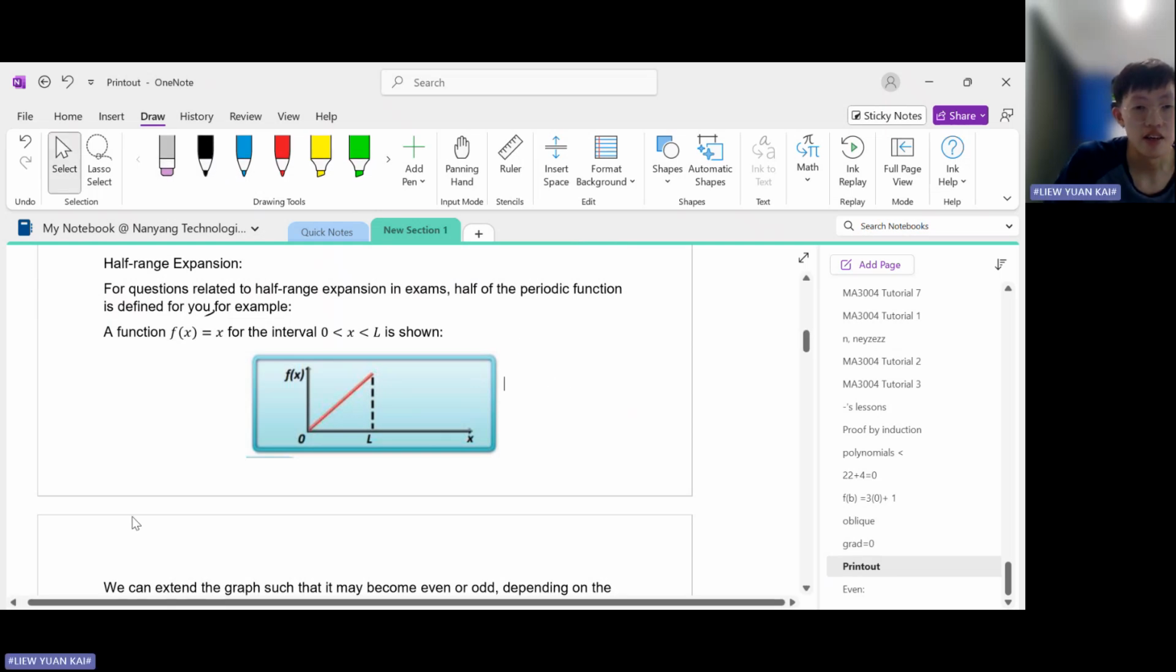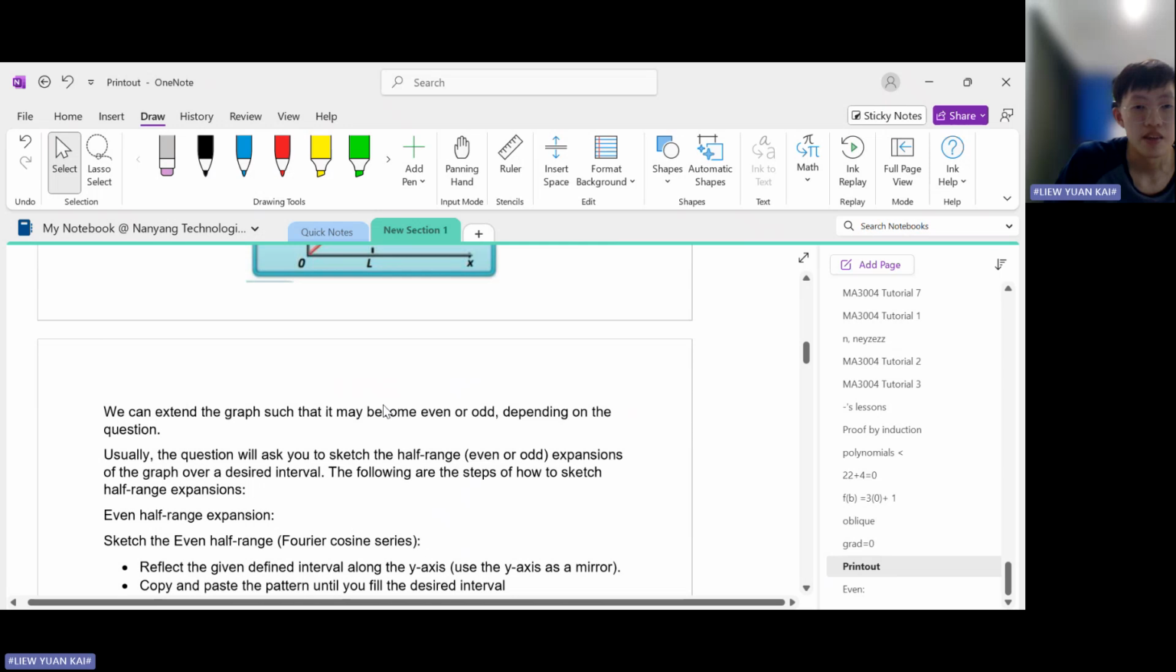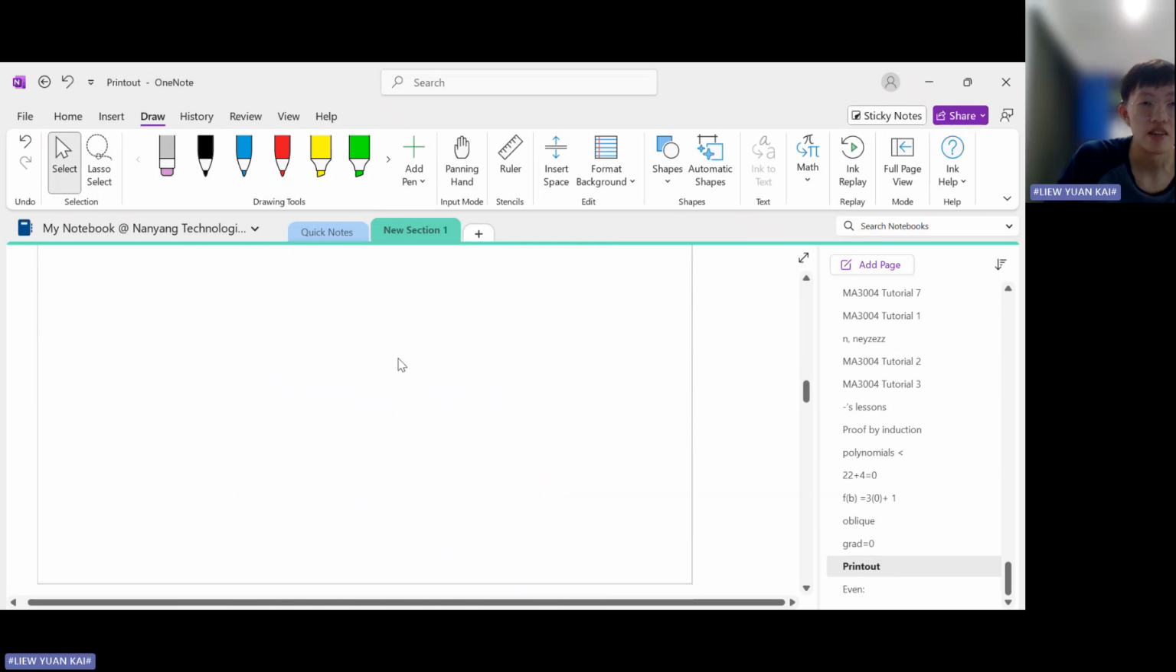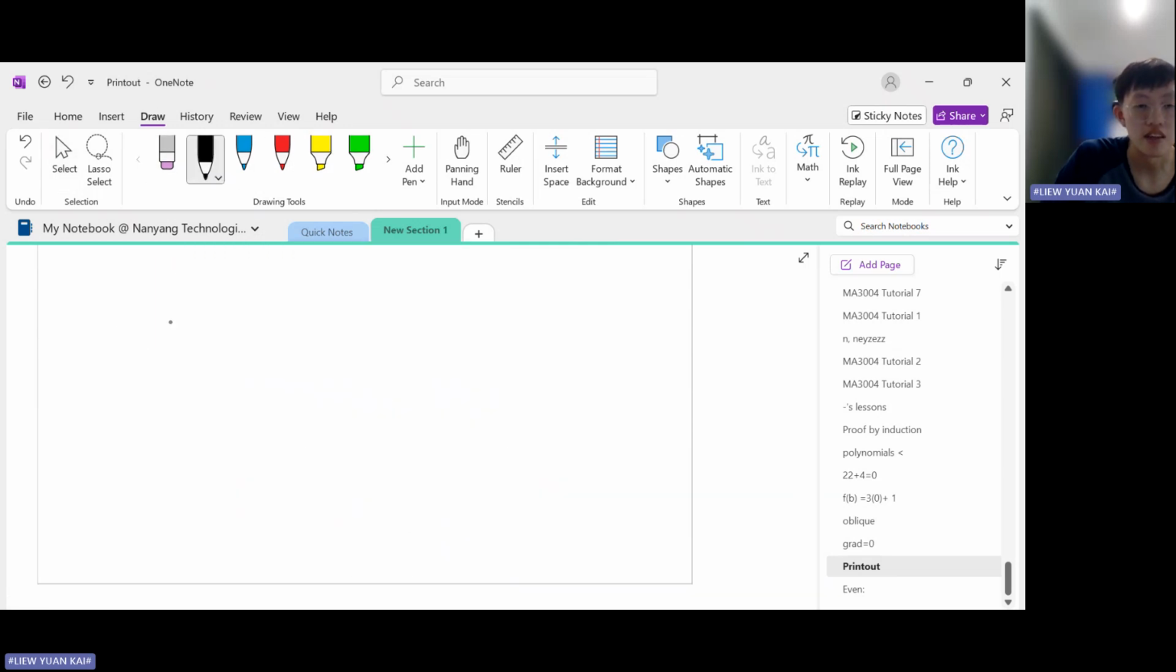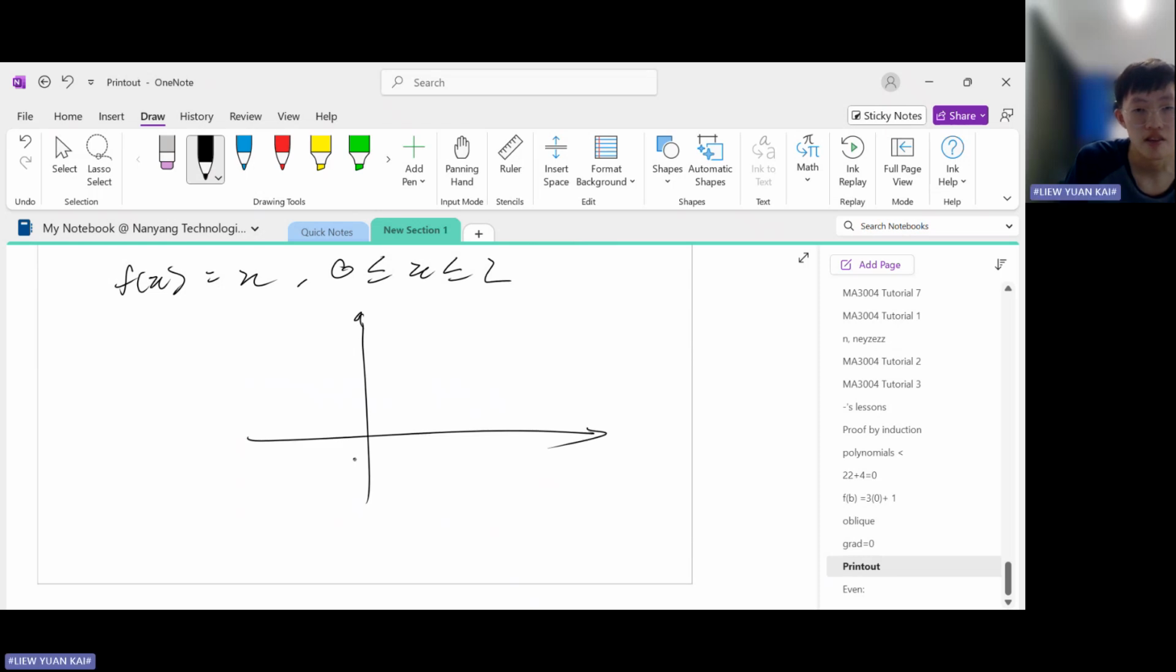Okay, so how do you draw the half range even function? Let us start out. They told us f of x is defined to be equal to x between 0 to L. So first we draw that. This is 0, this is L, I'm going to draw it like that. A straight line passing through the origin.